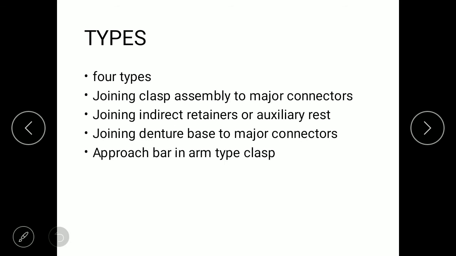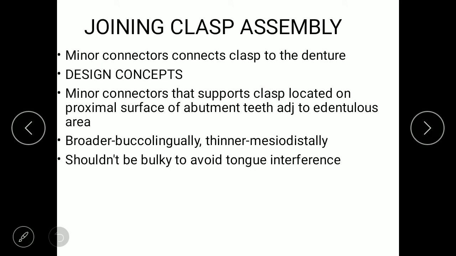There are four types. First one, joining clasp assembly. Second, indirect retainers or auxiliary rest. Third, denture base to the major connectors. Fourth, approach bar in arm type clasp. First, we see the joining clasp assembly.